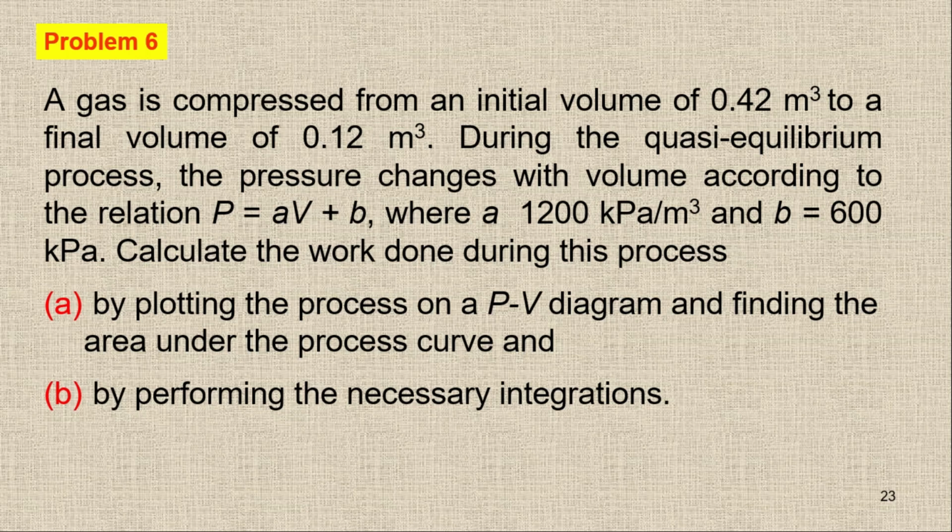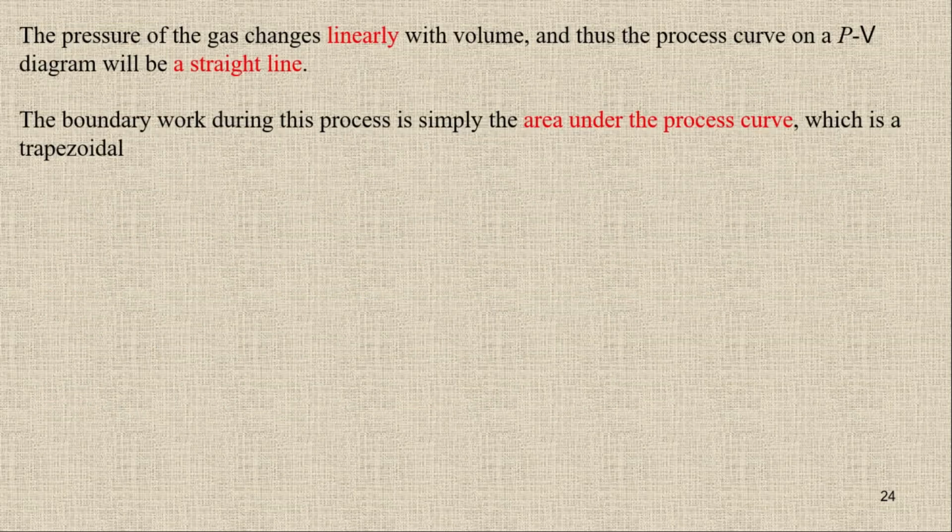If you see here, the relationship between the pressure and volume is P equal to AV plus B. This is basically an equation of a straight line, Y is equal to mx plus b. So we have P is equal to AV plus B, which means you will get a straight line if you obey this relationship. So here the pressure of the gas changes linearly with volume because we have a straight line equation.